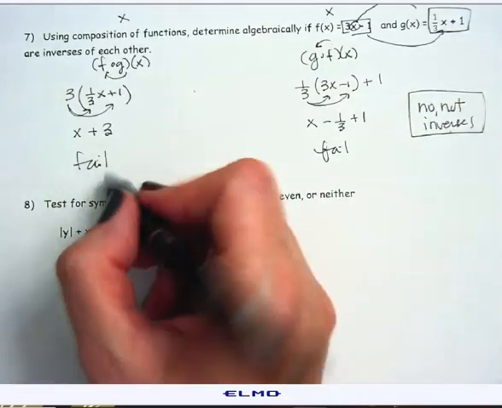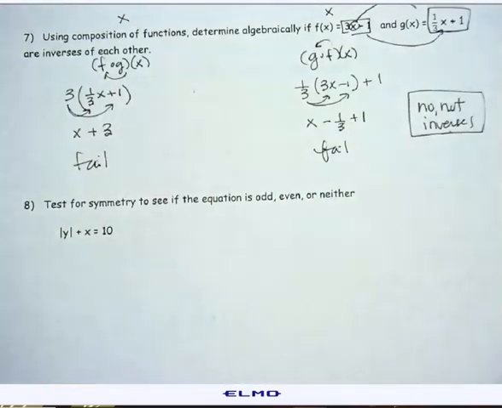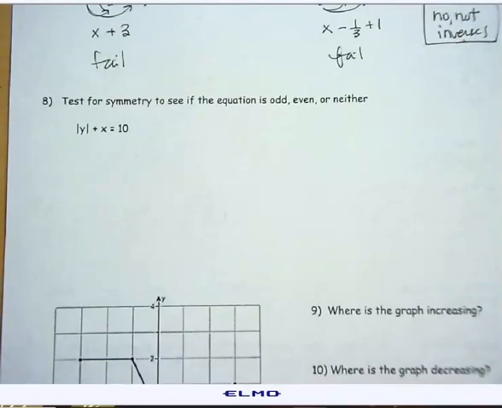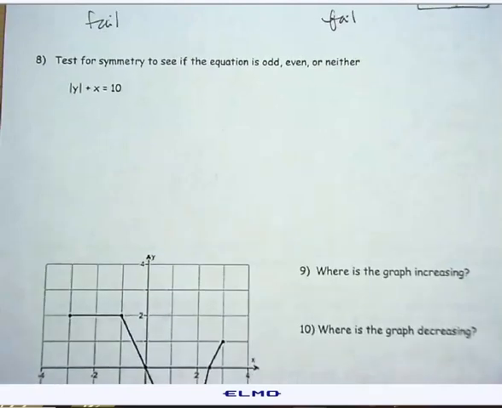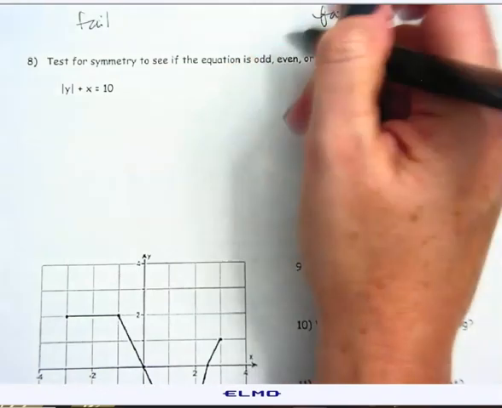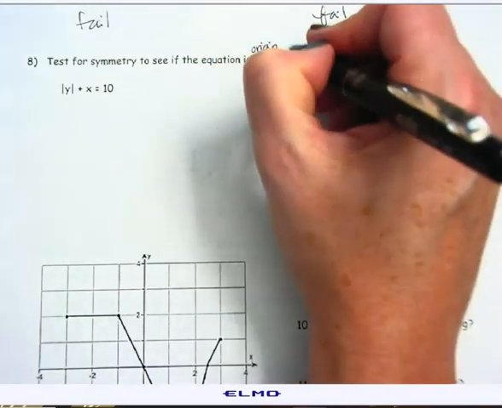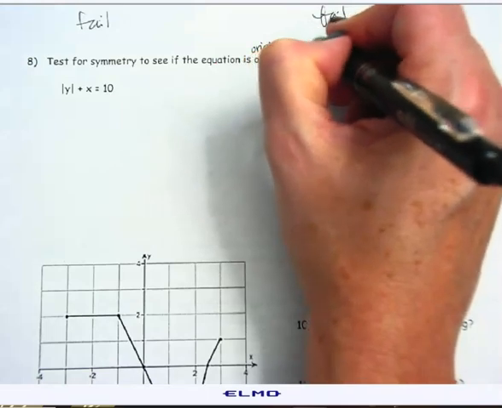They would both have to simplify to x in order to say yes. Now this next section, we are testing symmetry for odd, even, or neither. Odd is another way of saying that it's symmetrical over the origin. Even is another way of saying it's symmetrical over the y-axis.